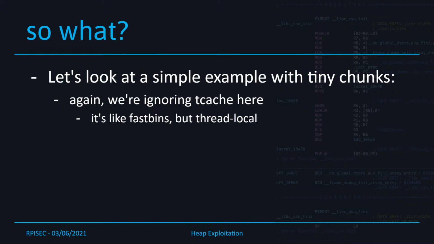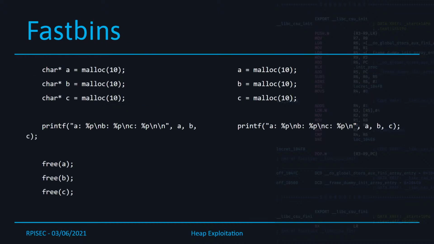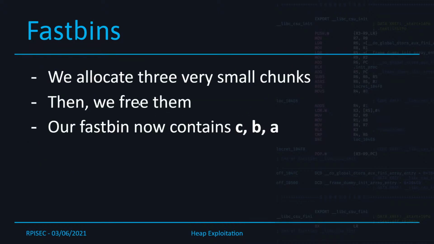So let's start by looking at a simple example with tiny chunks. And for the sake of this little demonstration, we're ignoring the T-cache here, because it has very similar behavior to fast bins, just local to each thread. So if I just malloc 3 little chunks here, 10 bytes each, that's going to give me chunk A, B, and C. And I could print these out to see the pointers. If I then free A, B, and C in sequence, and then allocate again, I'm going to get those original chunks back. So when I actually do the freeing, I get C, B, A.